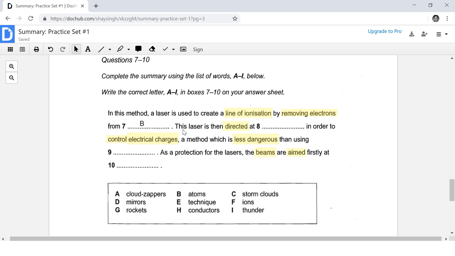Here it says, this laser is then directed at what? Directed at what? That's what we have to find out. Directed at something. So let's look for that in order to control electrical charges. So let's look for that. Directed and electrical charges.